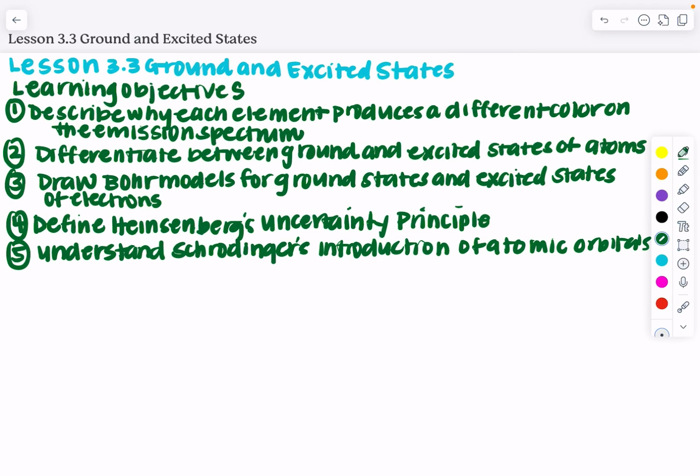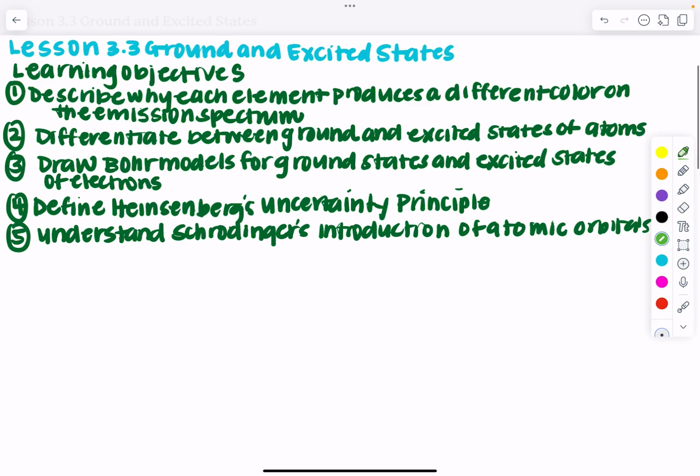Hi, we're going to start lesson 3.3, which covers ground states and excited states of electrons. Before we start, let's review what a Bohr model is.